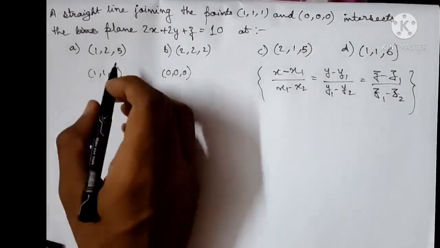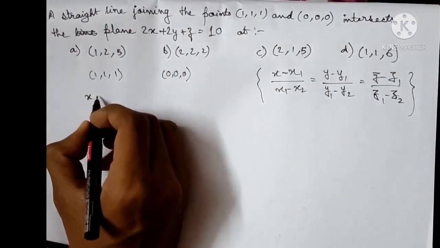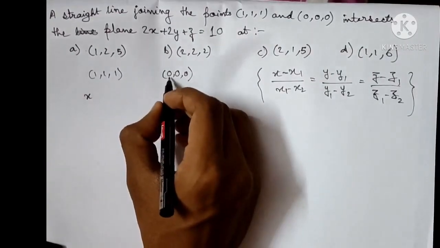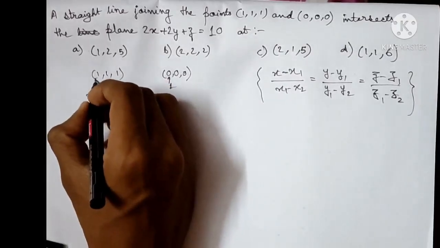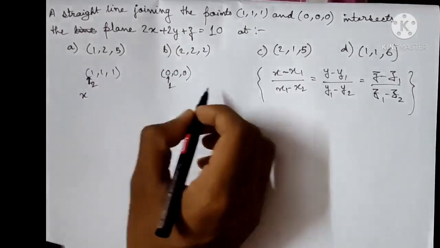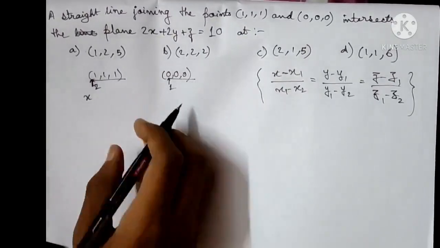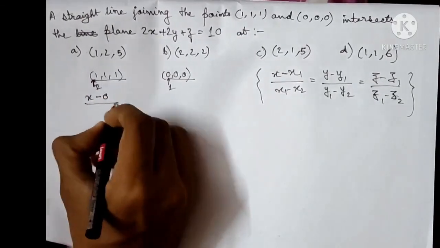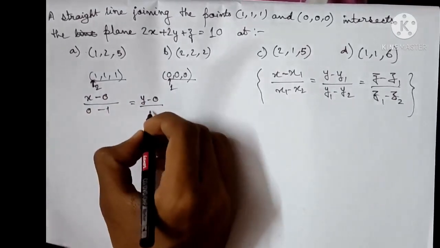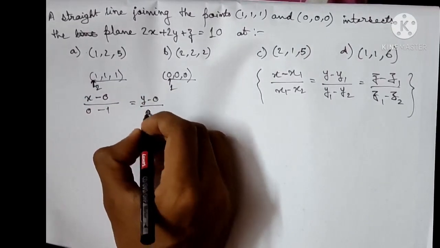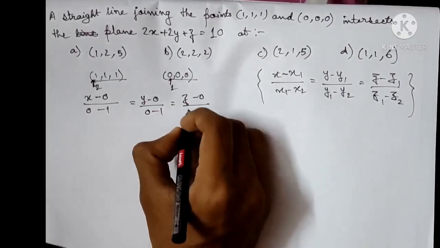Okay, so let's just put this. Here we are taking this one as x1, the first point, and this is the second point. Then (x minus 0) divided by (0 minus 1) is equal to (y minus 0) divided by (0 minus 1) is equal to (z minus 0) divided by (0 minus 1).